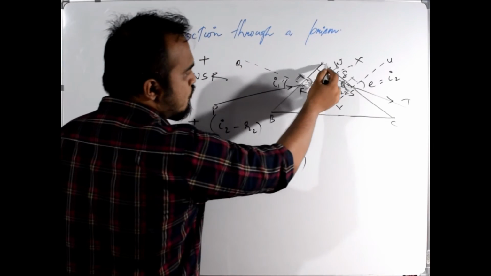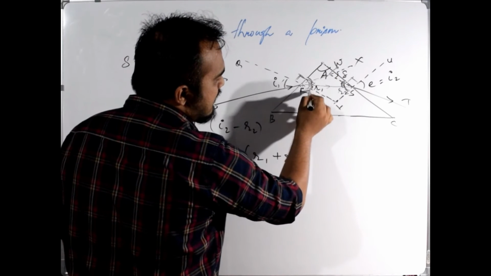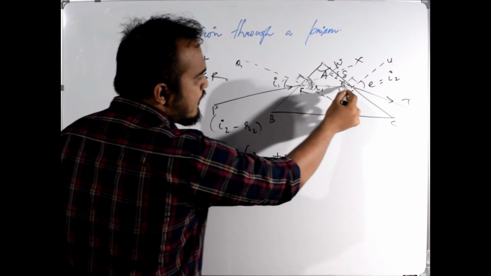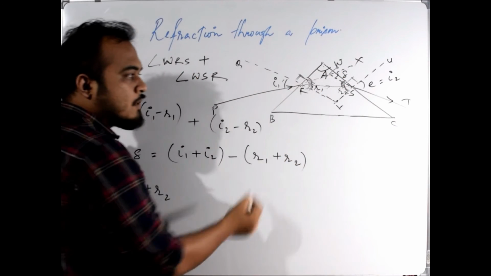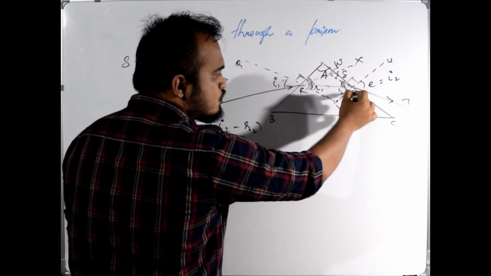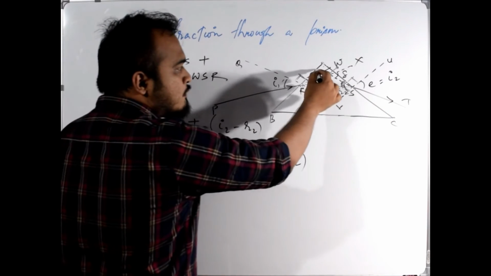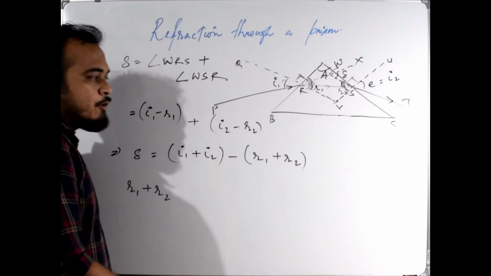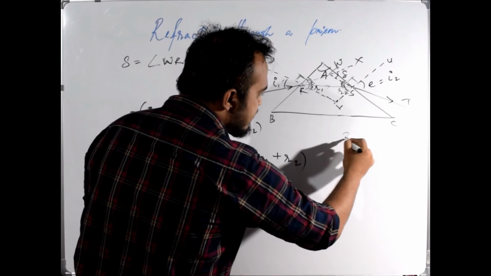So if we see in the quadrilateral, if the sum of these two angles is 180 degrees, what will be the sum of the other two angles? The sum of the other two angles will also be equal to 180 degrees, because the sum of all the angles in a quadrilateral is equal to 360 degrees.